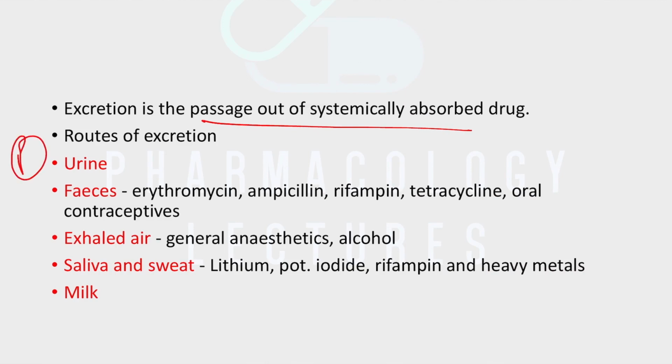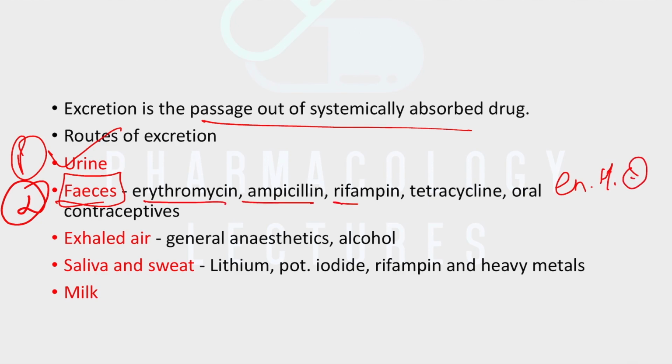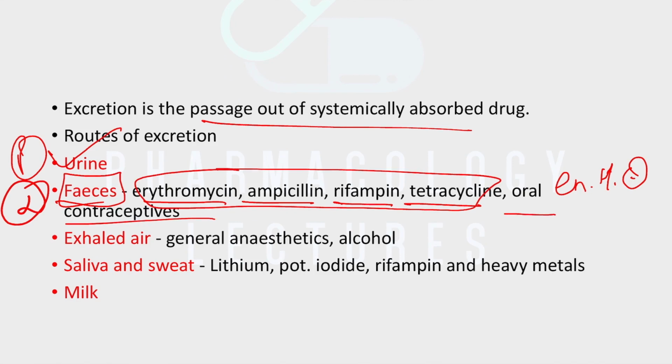and the most important route is urine. Most of the drug gets excreted through the urine. But you need to remember a few drugs which are excreted through feces as well. These are the drugs which undergo enterohepatic circulation, like erythromycin, ampicillin, rifampicin, and tetracycline. These are some of the antimicrobial drugs which are excreted through the feces, and important are oral contraceptive pills. These drugs also get excreted through the feces.